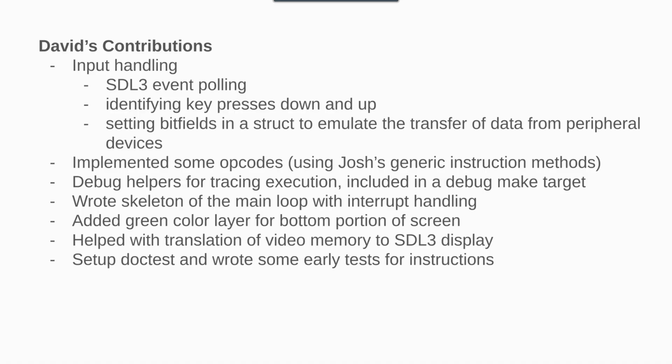I wrote the skeleton of the main loop with interrupt handling, and that was where we integrated all of our different code. I added a green color layer for the bottom portion of the screen, which simulates the arcade cabinet's own green filter, which would change the color of the 1-bit black and white CRT display. I helped with translating video memory to the game window display code, which Patrick had written. And then I set up doc tests and wrote some early unit tests for instructions.